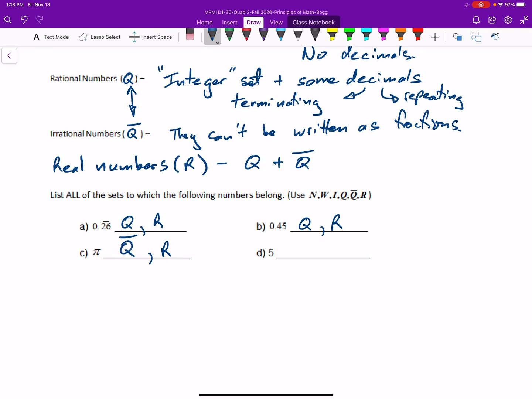5 is a natural number. It's also a whole number. It's also an integer, which makes it also a rational number, and of course it's a real number. So numbers can be in multiple number sets.